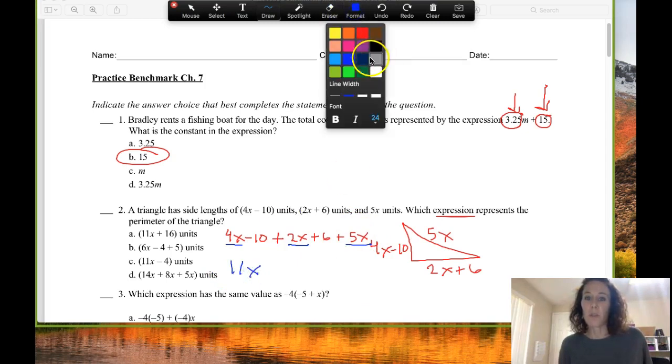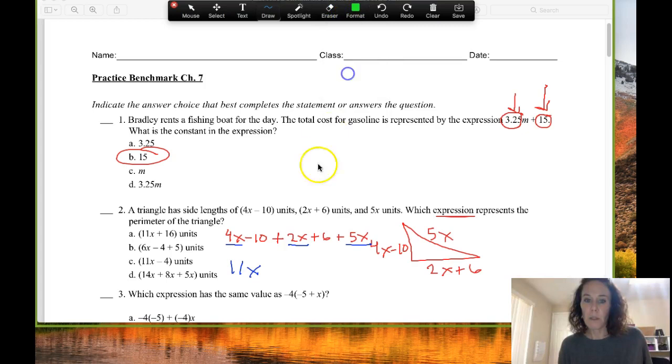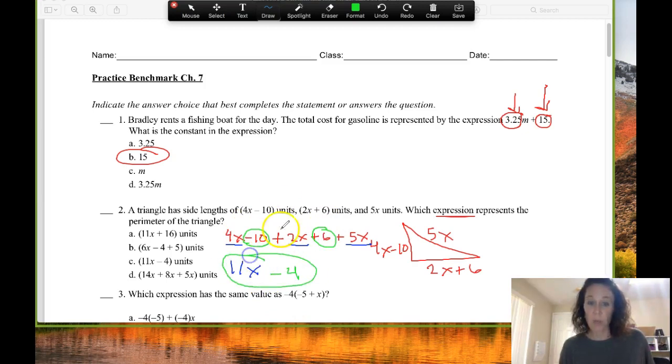And now my other like terms are just my constants. So just my numbers. I have negative 10. The negative goes with the 10. I have 6. And those are my only constants. So I'm going to go negative 10 plus 6. It's a negative plus a positive, different sign. So I actually subtract the numbers. And I get 4. But because the negative is with the bigger number, I keep the negative. It's minus 4. So negative 10 plus 6 is minus 4. And my expression will be 11x minus 4 units. It is a unit, whether it's centimeters or inches or whatever it is. So this would be C.